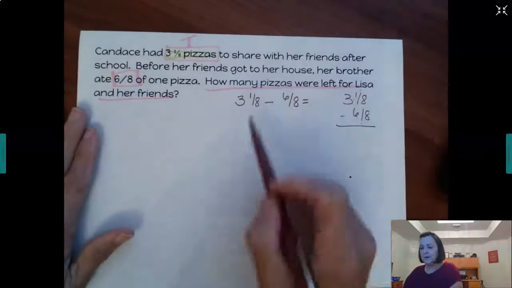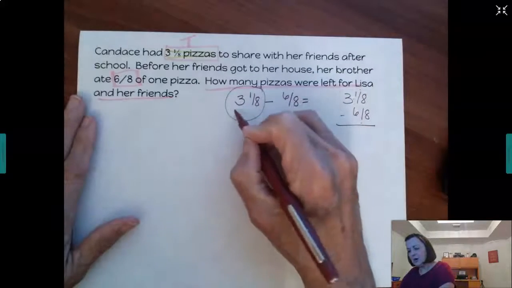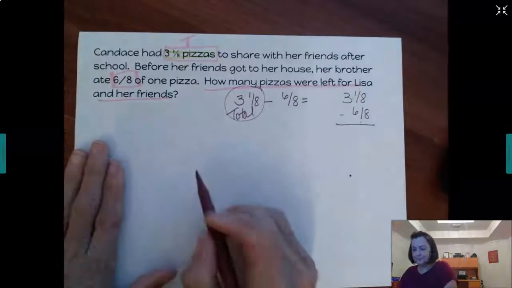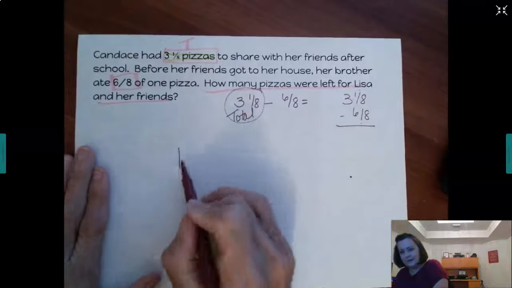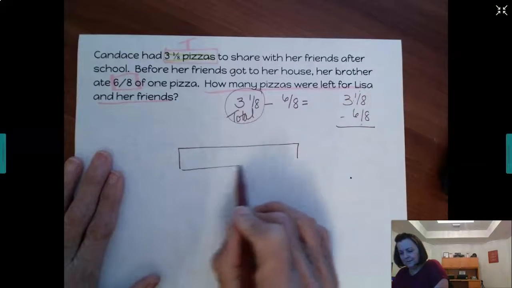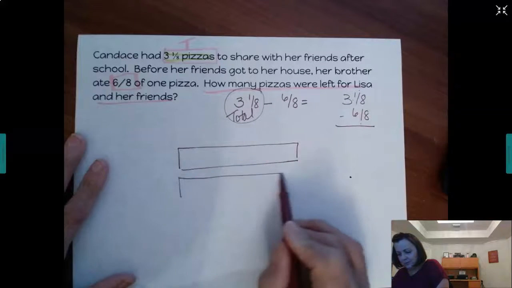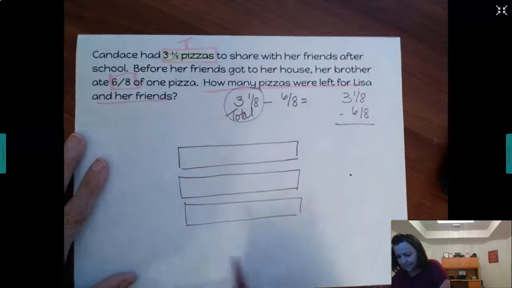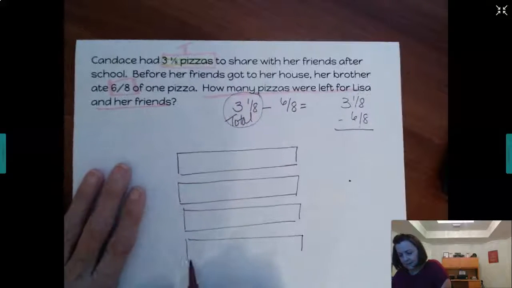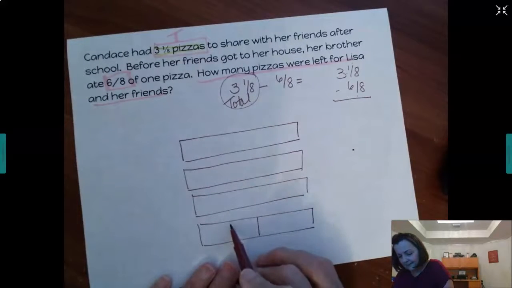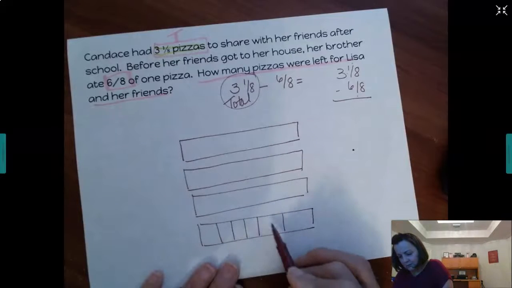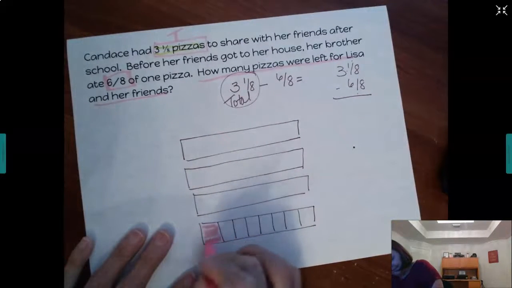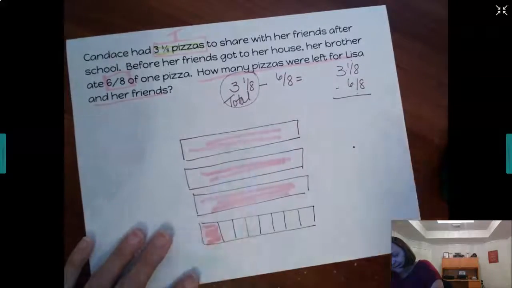I'm going to draw a picture. So remember, this is what we started off with. This is our total. So I'm going to draw 3 1/8 strip diagram bars, or I'm sorry, fraction bars. Okay, so here is my first one. And remember, this is a whole pizza here because we have 3 wholes. Here's my second one. And here's my third one. Okay, and then we have another one, but we don't have the whole. We only have 1/8. So I'm going to turn this into 8 pieces, okay? So we are going to shade this in because that's how much pizza we have.